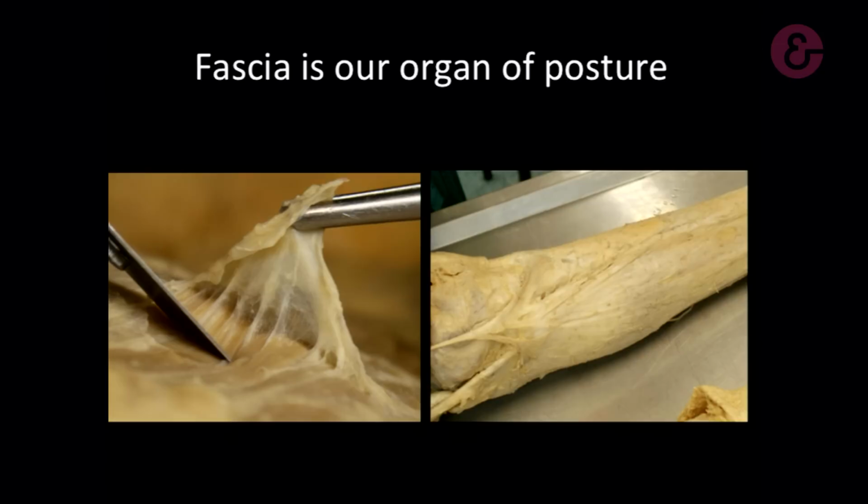Here you see the attachment of the gracilis over here, the semitendinosus, and the sartorius. This is the superficial pes anserinus. This is the fascia of the lower leg. There is no attachment here. It's a continuum of this fascia. The muscles of our leg, the sartorius, semitendinosus, and the gracilis, are attached in a continuum of the fascia of the lower leg.